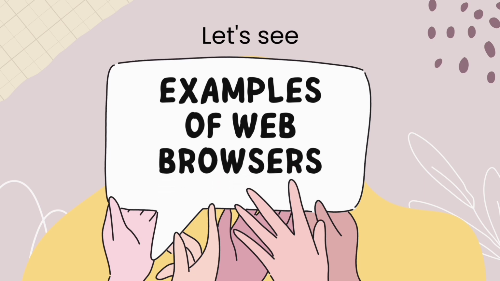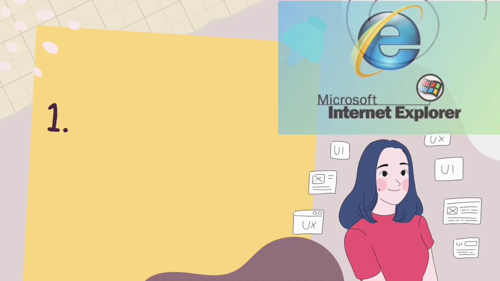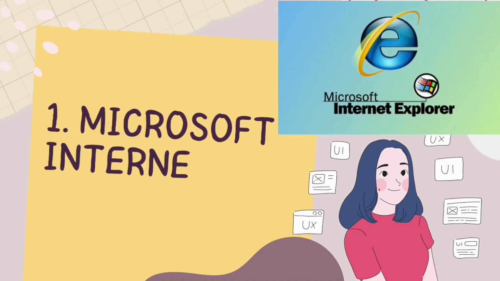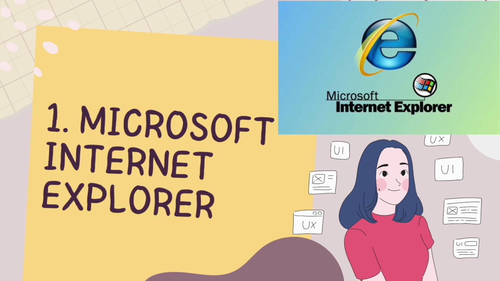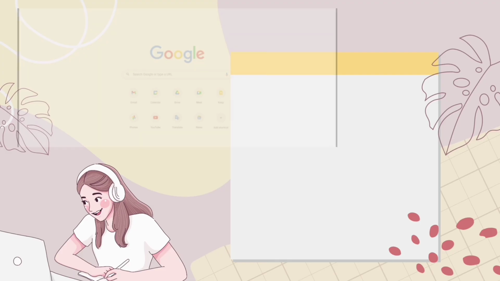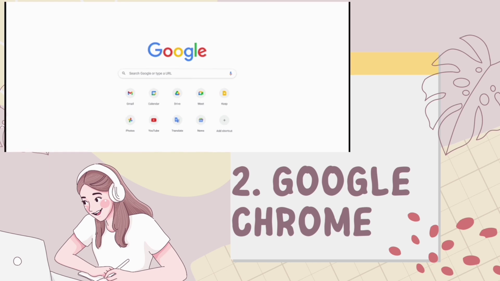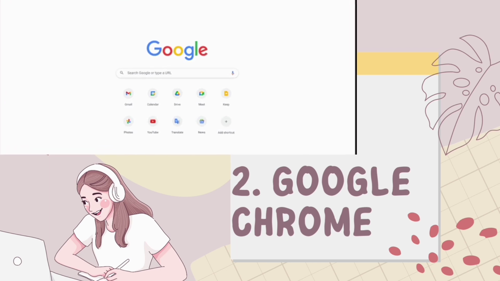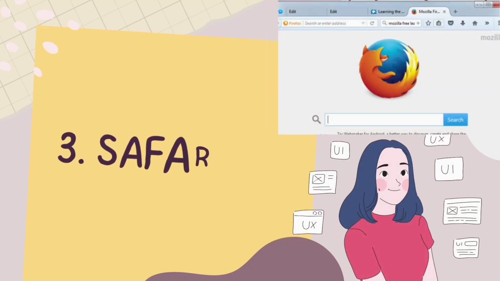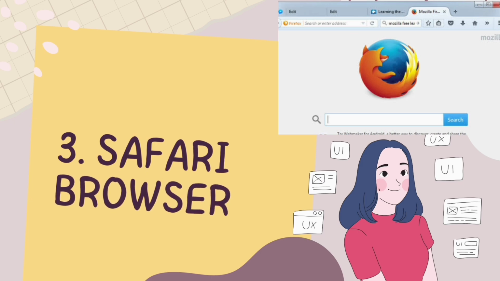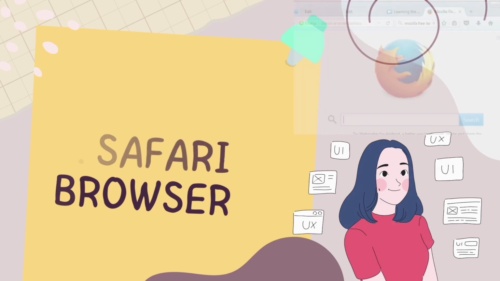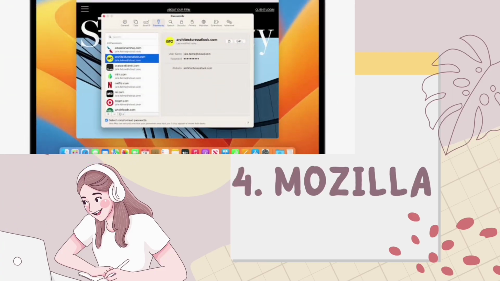Now, let's see some examples of a web browser. The first one we have here is the Microsoft Internet Explorer. The second one is the Google Chrome. Most of us know the Google Chrome. Now the next one we'll be looking at is the Safari browser. The Safari browser is mostly used by the iPad and Apple phone.